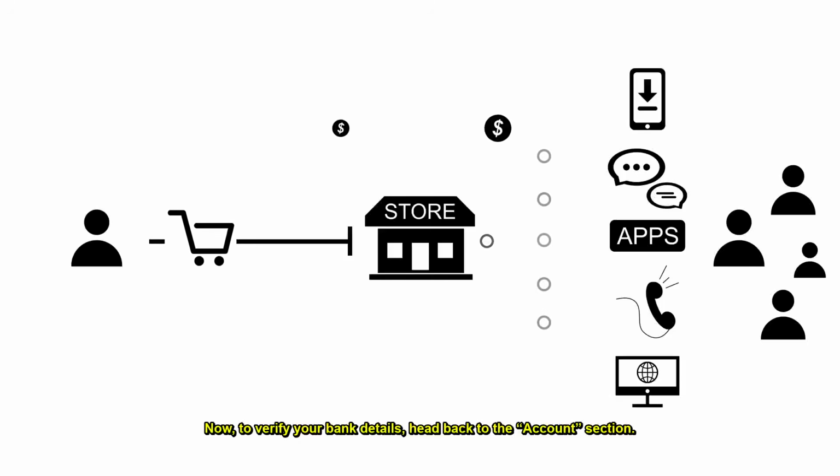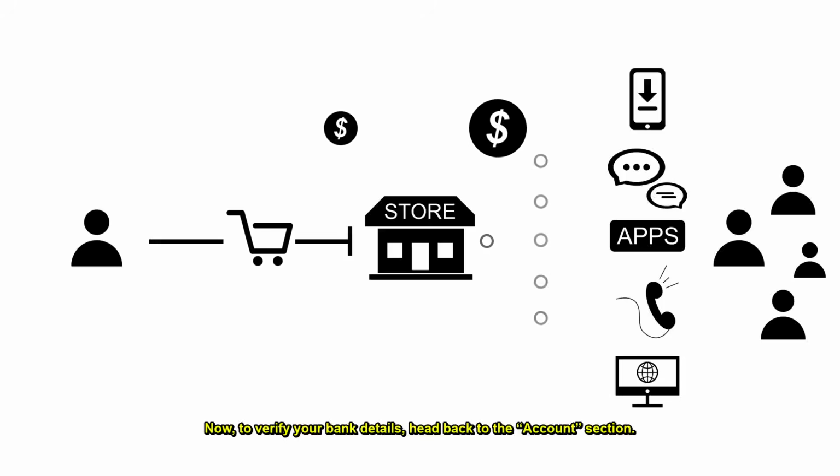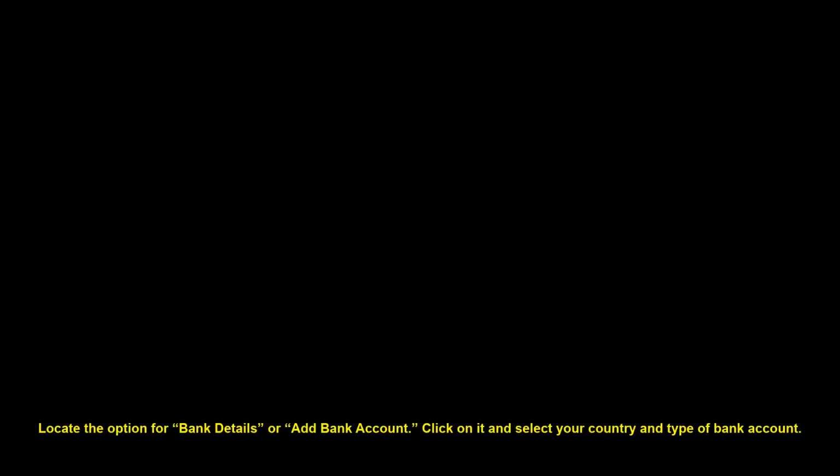Now, to verify your bank details, head back to the account section. Locate the option for bank details or add bank account. Click on it and select your country and type of bank account. Enter the required banking information accurately, including account number and routing details.